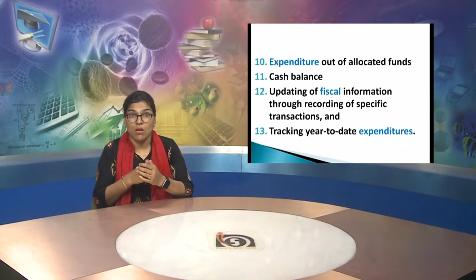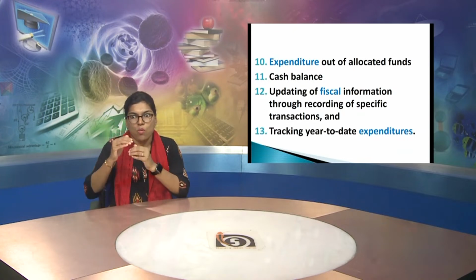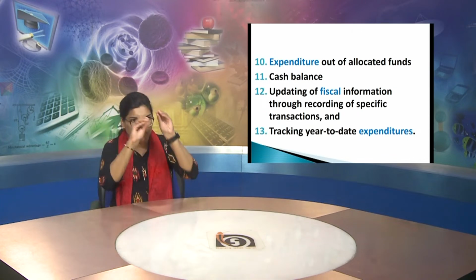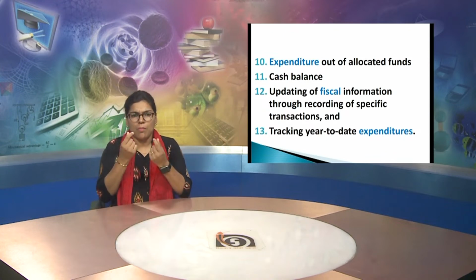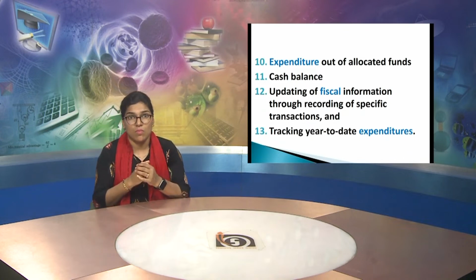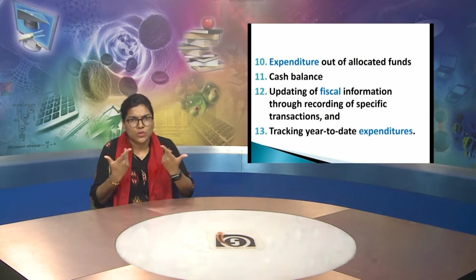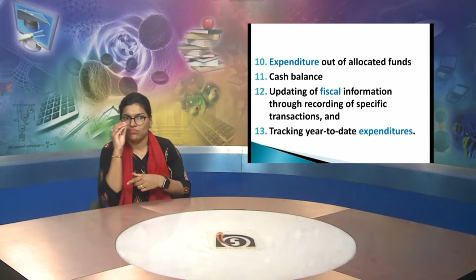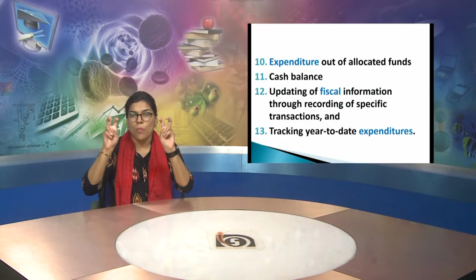Next point is expenditure out of allocated funds. Whatever funds are allocated to the library for a particular work can be tracked and a record kept by this system automatically, and that is why the record can be kept and cash balance can also be checked accordingly. Next point is use of operating the fiscal information through recording of specific transactions.